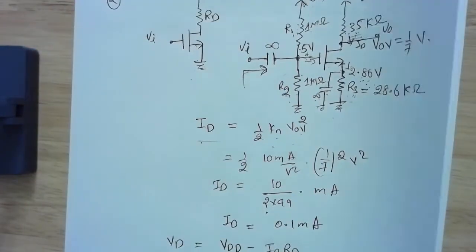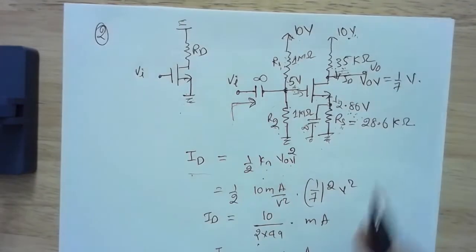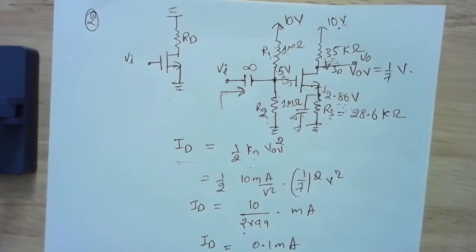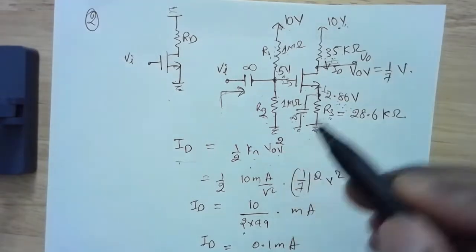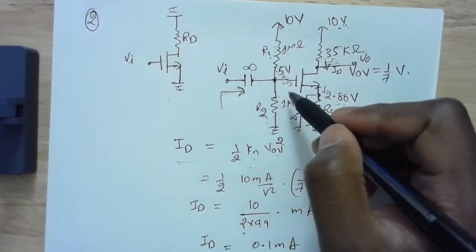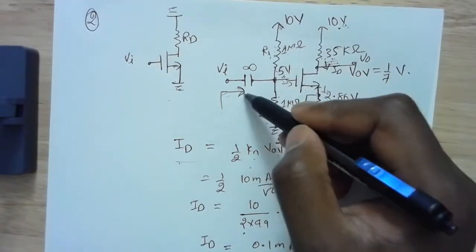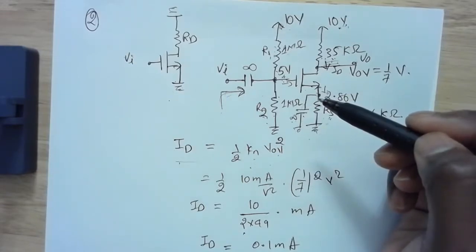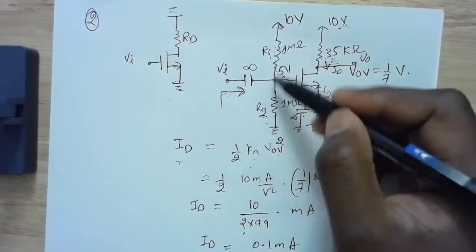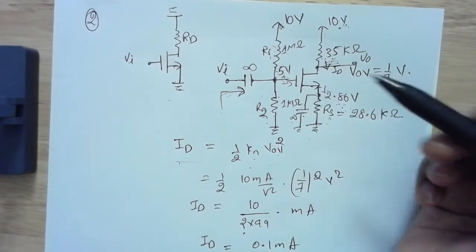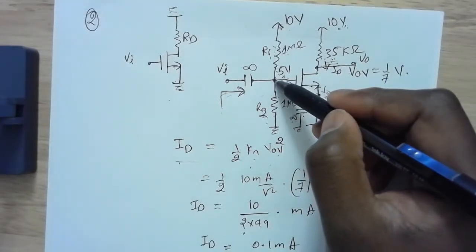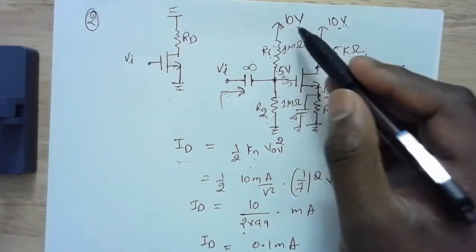Now let's see how to calculate RD to begin with. Here's how you do this. In order to keep the input impedance high, we are going to have these two resistances be equal. That means we already know that this is going to be 5, or half that voltage.